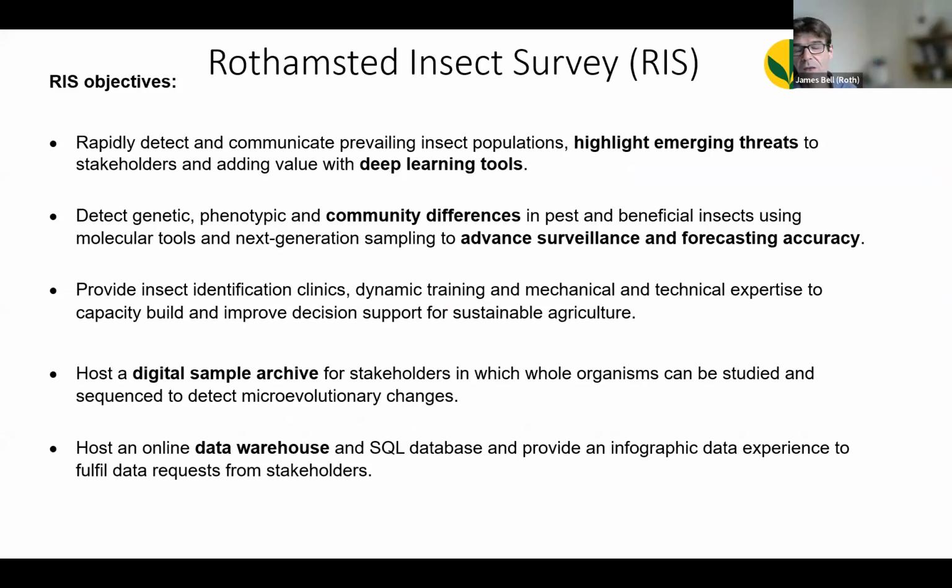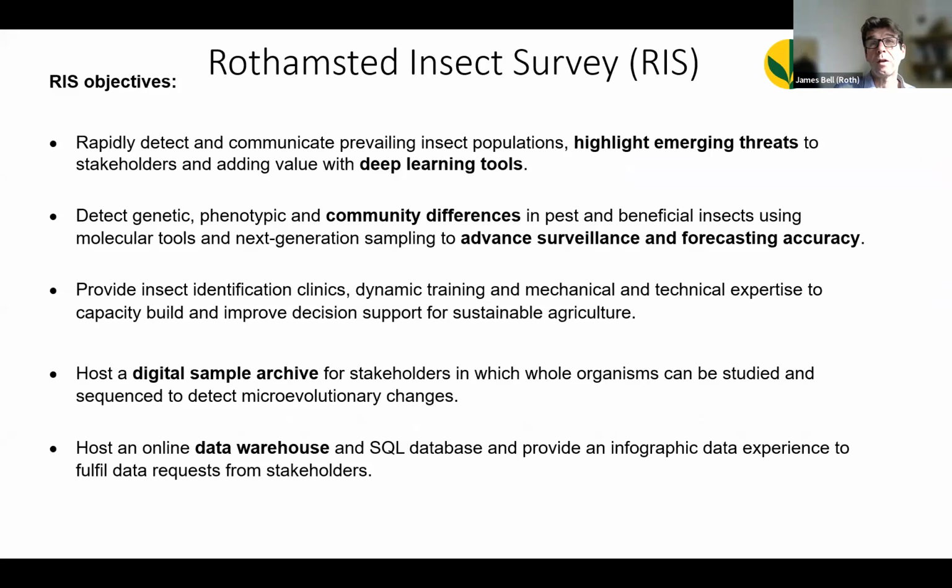Now, we've just won the next 5 years of funding with BBSRC, and these are the topics that we've actually got to cover over the next few years. And those highlighted in bold here are those things I'm going to talk about in more detail. So I'm going to talk about emerging threats, and I'm going to talk about our work on deep learning tools to automate insect ID. And I'm sure for many of you, that's a thing that's already familiar.